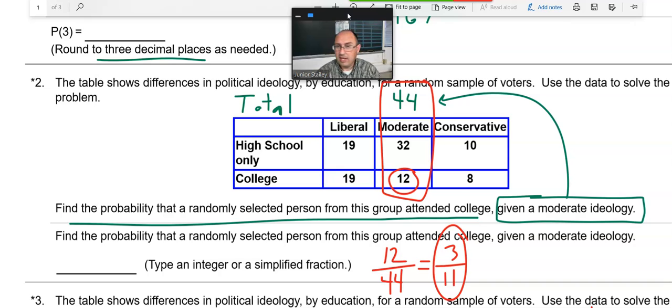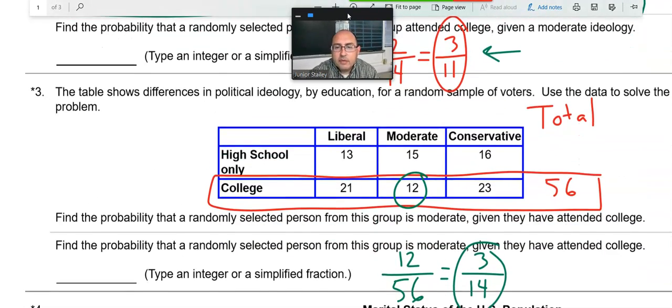Now I notice in this particular table, they didn't list out what the totals of that column were, so I had to do that, right? 32 and 12 added up to 44. In that particular column, then I want to choose the group that attended college. That would be 12. 12 out of the 44, you can see down there, I took 12 out of 44, reduced it to 3 out of 11. They do want an integer or a simplified fraction. It's definitely going to be a simplified fraction, unless the integer is 0 or 1, but more than likely not.